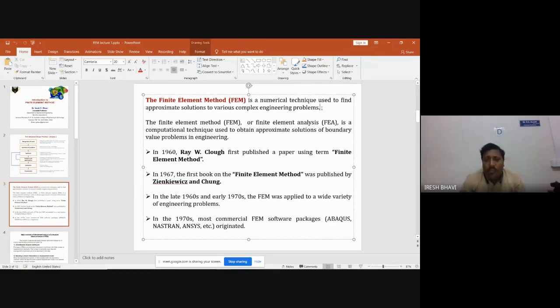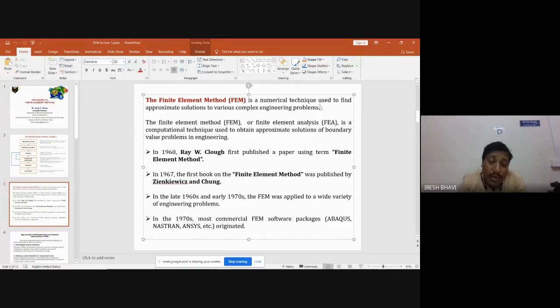In strength of material, what was the complexity of the problem? A simple uniform cross-section bar, or it may be a stepped bar, or at maximum a tapered bar. And then the type of loading was either a single type of loading, or there may be two types of loading, or a combination of two.